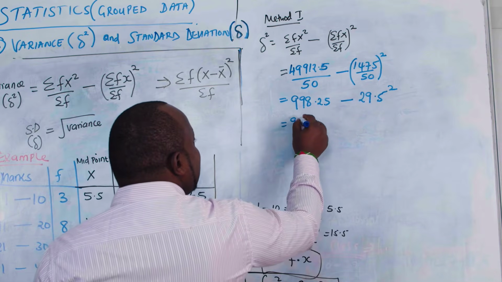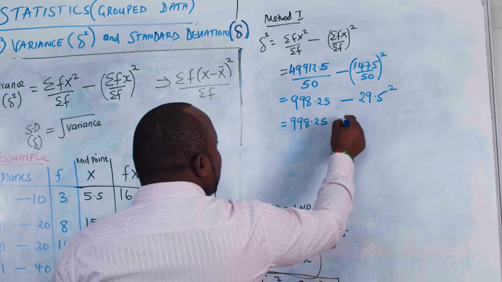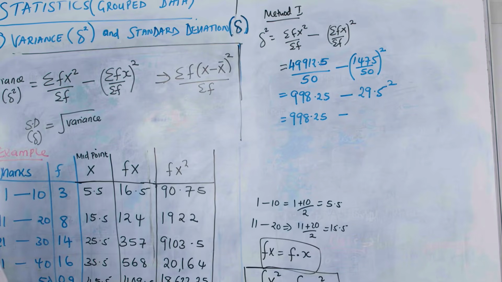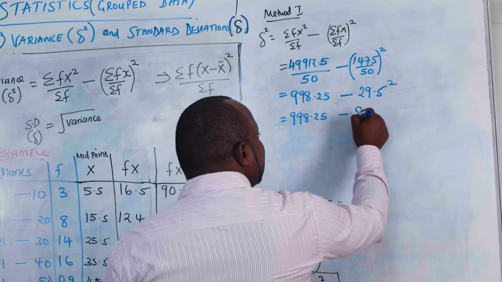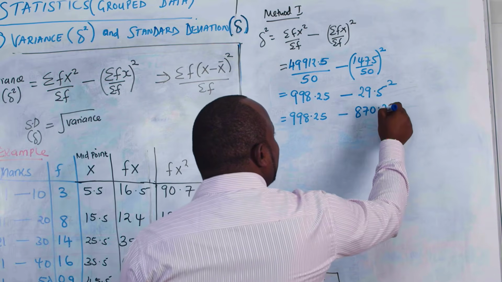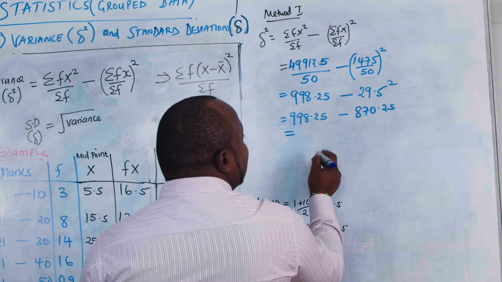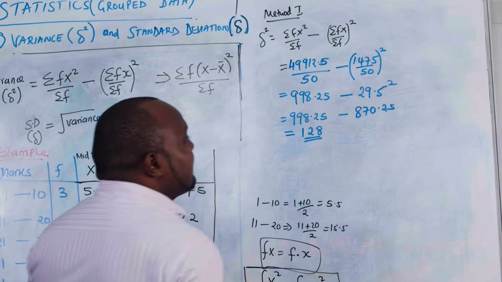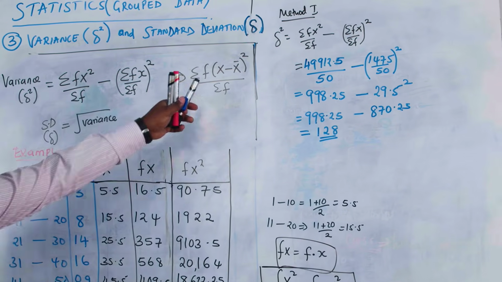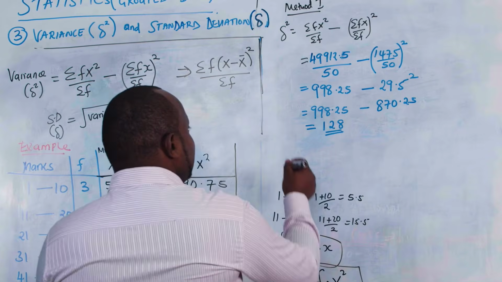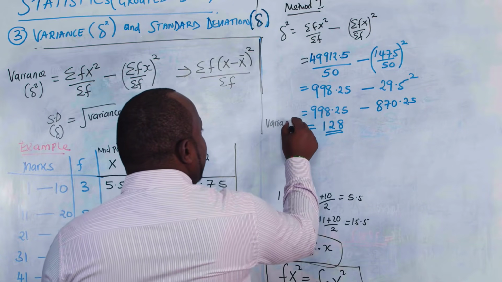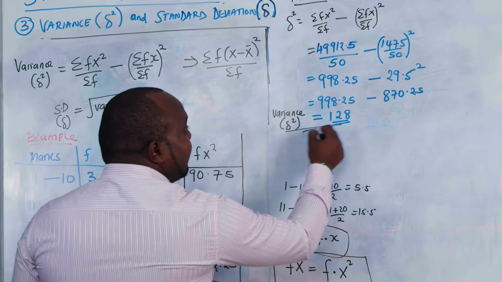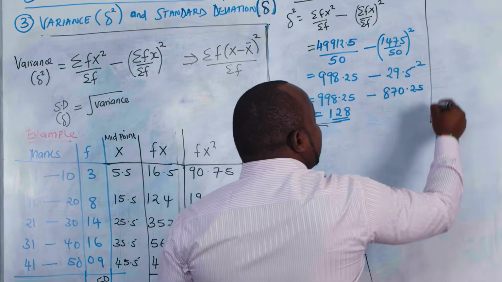So in this case, you are going to get 998.25 minus, when you square 29.5, you get 870.25. And when you calculate this, the variance will be equal to what? 128. That is the variance. That's how we get the variance. So in this case, our variance, which we said is sigma squared, is 128.